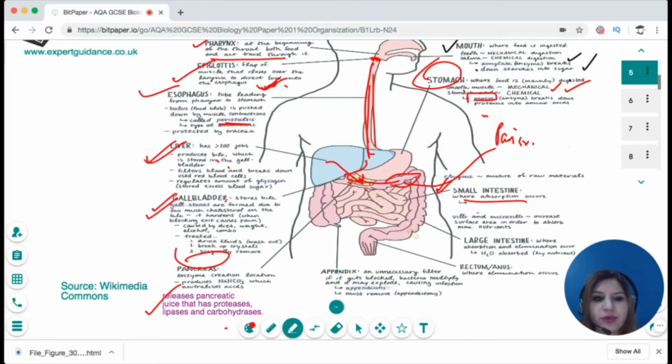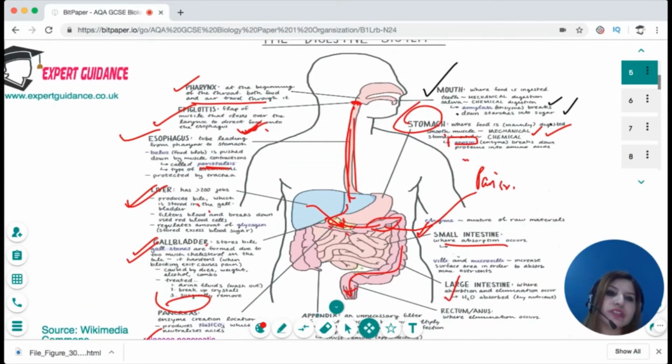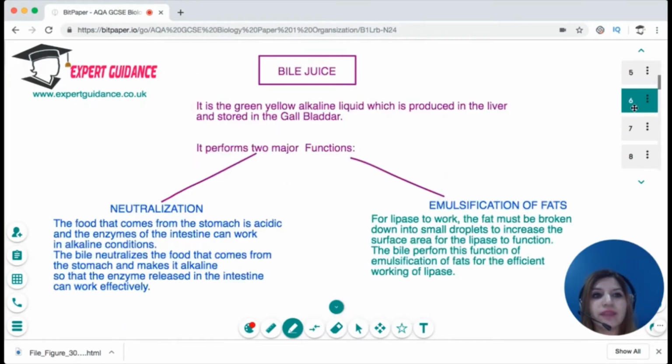Then the food goes into the large intestine, which absorbs all the water. Then it is thrown out of the body through the rectum and anus. So you should know all the digestive organs. You should be able to label them in the exam, and you should know the function of each of the parts. Okay. Now, a very important function is the bile juice.